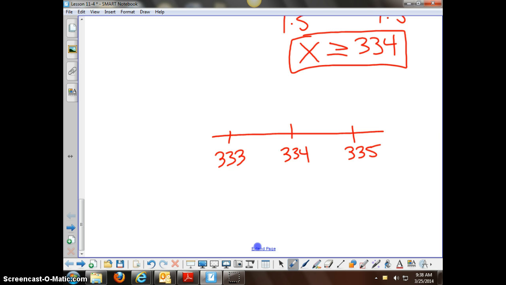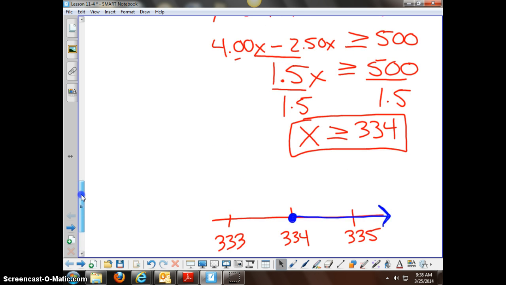Good. And then how would we graph this inequality? You put a giant black dot, and then you go to the right. We go to the right because we know that anything above 334 rocks is going to be good. 334 and above.